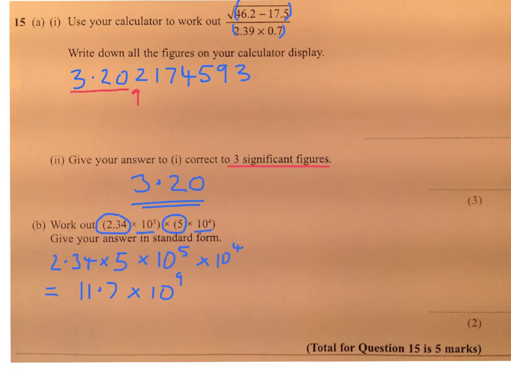But for standard form, obviously the first number here needs to be between 1 and 9.9999 recurring. So let's adjust that if we can. Obviously 1.17 isn't the same as 11.7. I'd need to multiply that by 10 to the power of 1. So this number down here is now the same as this number up here. And then the answer needs to be multiplied by 10 to the 9. So our final answer for that one is 1.17 times 10 to the power of 10.